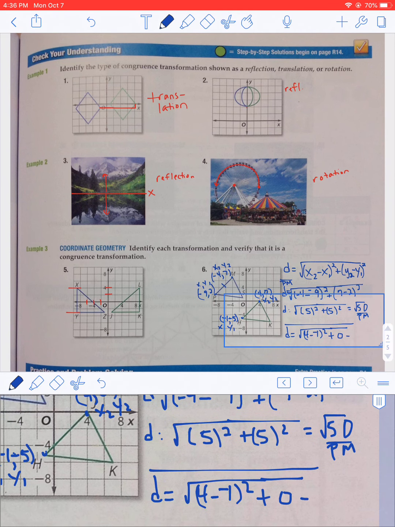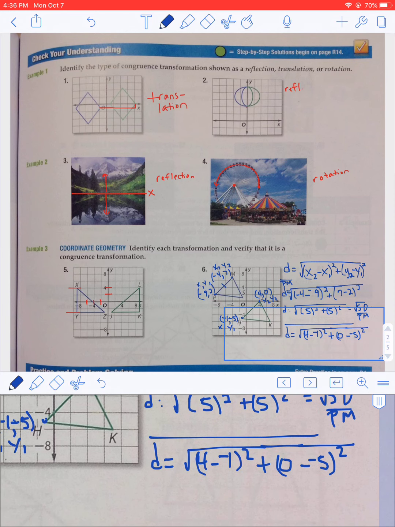And then my y1 was negative 5, so it's 0 minus a negative 5. All right, so when I do this, I'm going to get 4 minus a negative 1 is 5, so I got 5 squared. And then 0 minus negative 5 is 5, so 5 squared again. And you'll notice this ends up being square root of 50.